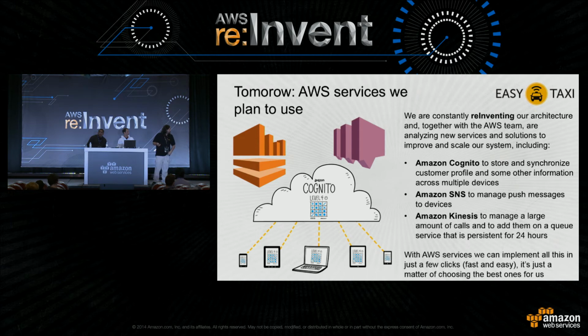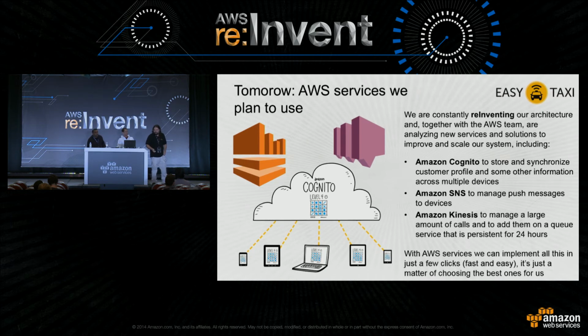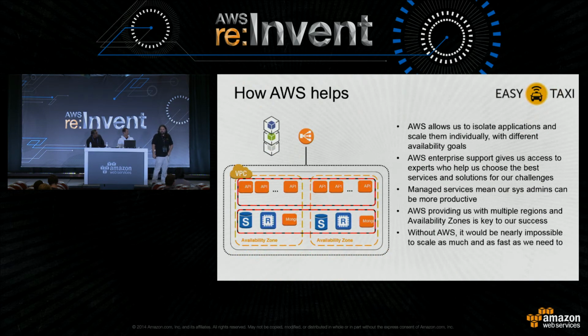With AWS service, we can implement all the services in just a few clicks. Like I just mentioned, we implemented the push notifications in 1 day, and it's already live 2-3 days after. So it's really easy to implement the services. So how does AWS help?